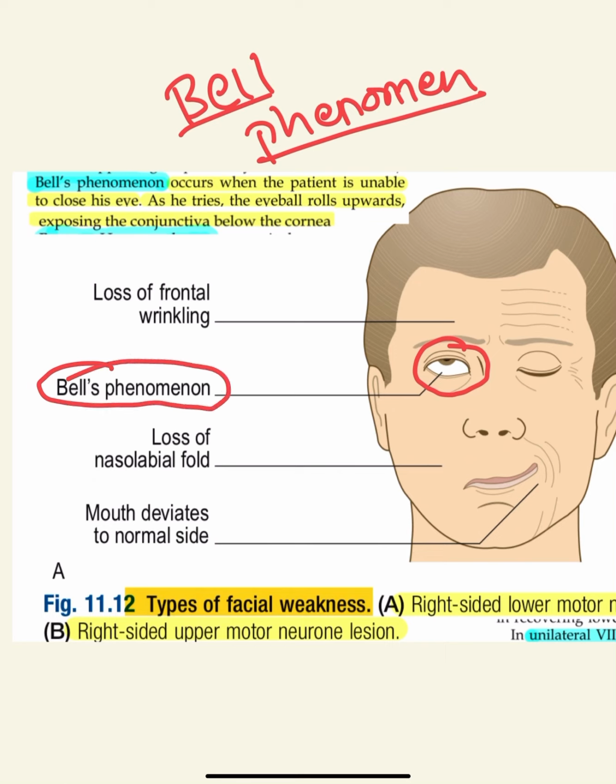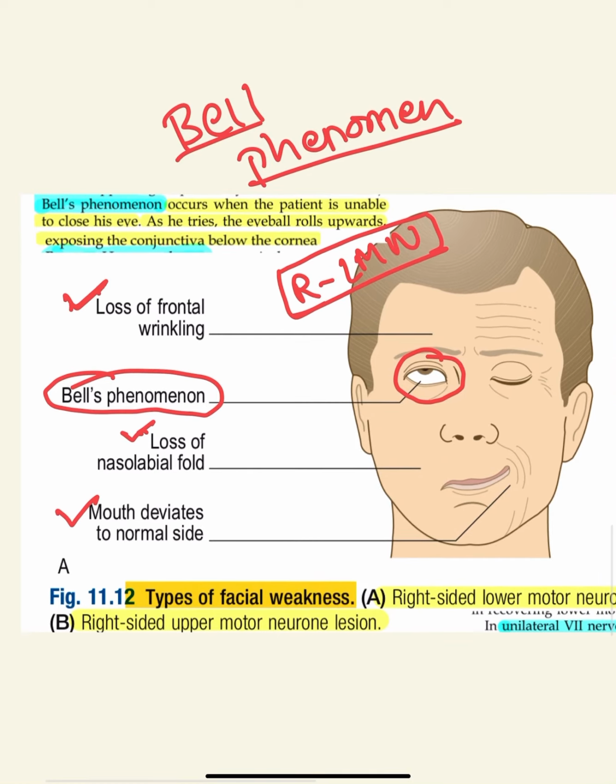What is the cause of the Wells phenomenon here? In the figure, we can see this is due to a right-sided lower motor neuron lesion. What are the other features of a right-sided lower motor neuron lesion? You can see a loss of the frontal wrinklings, and another is a loss of nasolabial folds and the mouth deviates to the normal side. Right? This is a right-sided lower motor neuron lesion.